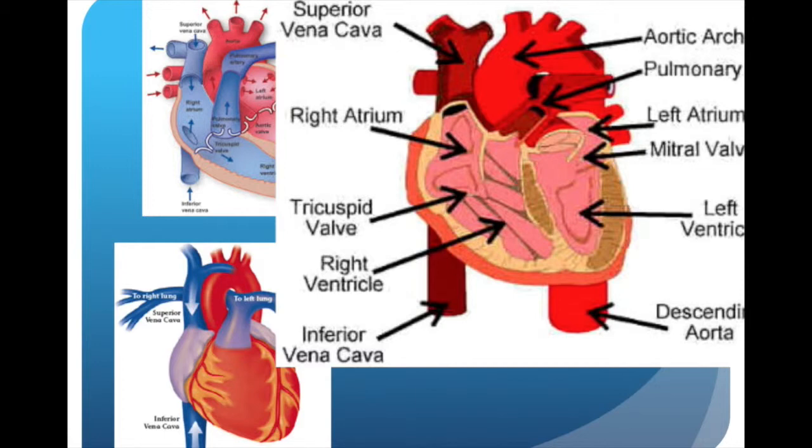Through the mitral valve, blood rich in oxygen that comes from the lungs passes from the left atrium to the left ventricle. The aortic valve opens the way for blood rich in oxygen to pass from the left ventricle into the aorta artery, where it is led to the rest of the body.